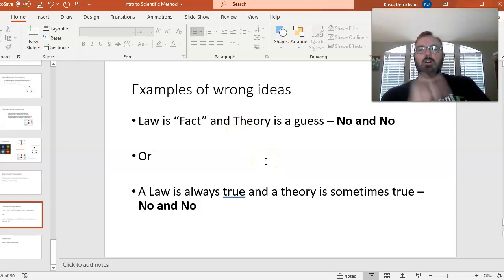So in summary, I hope you got out of this the common idea that students have: a law is a fact, and a theory is a guess. No and no, to be technically honest here. A law is always true, and a theory is sometimes true. No and no, all right? Based on our observations, we can say that a law is pretty much set, but there may be a new observation that comes along. And a theory is just as sure and set as a law, and in fact, theory is preferable to a law. This is what we would rather find as a theory.